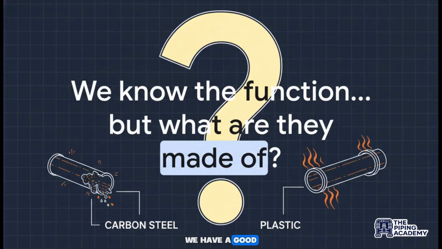So now we have a good grasp of the shapes and functions of our components. But here's the next logical question. What are they made of? After all, a carbon steel pipe carrying sulfuric acid would dissolve in days, while a plastic pipe in a high-temperature steam line would melt instantly. In our next explainer, we're going to dive into the world of piping materials and explore how their selection is driven by the very specific conditions of the process fluid itself.